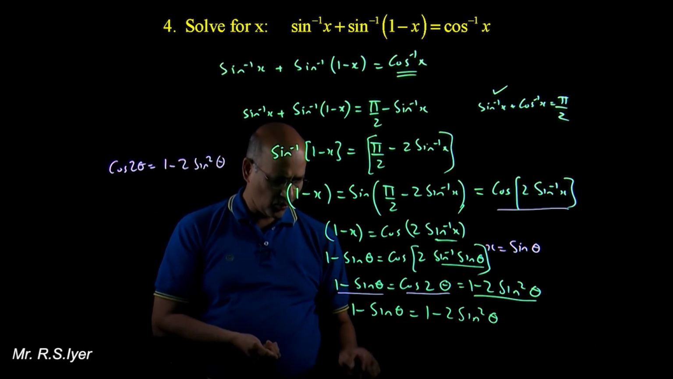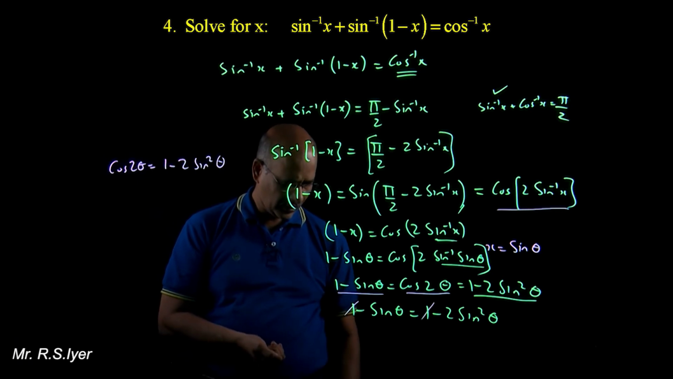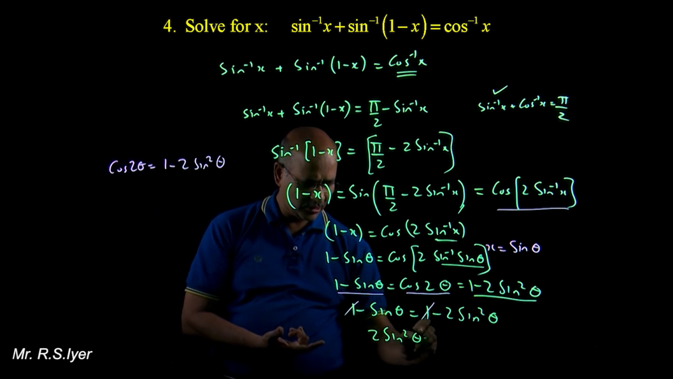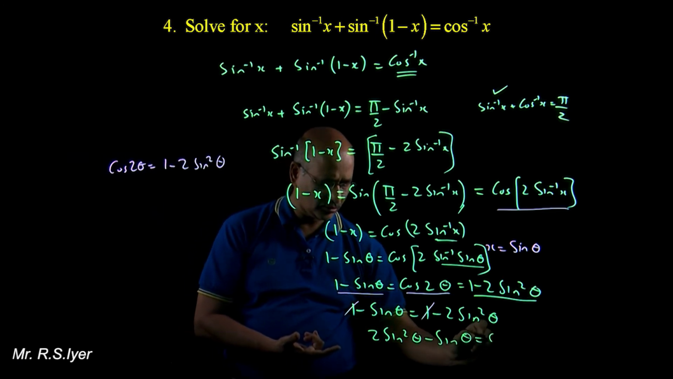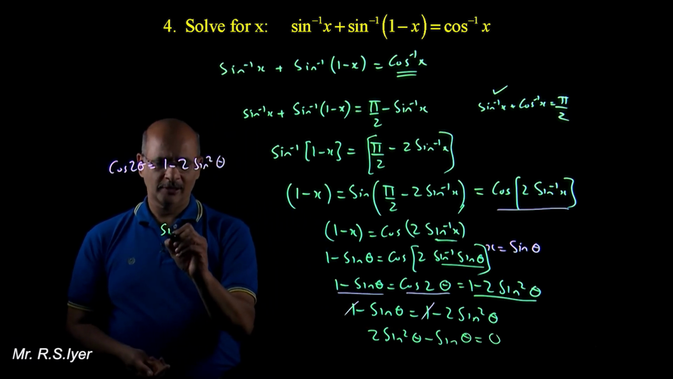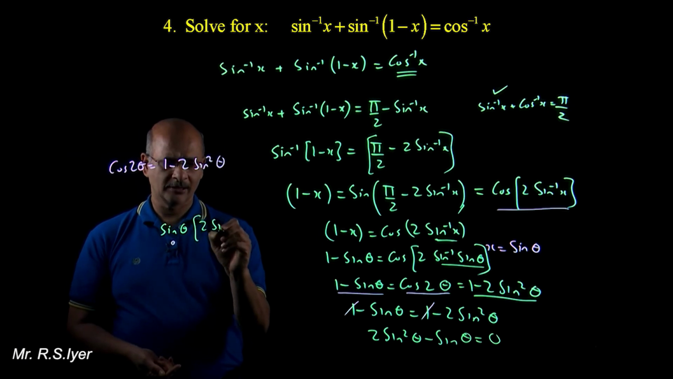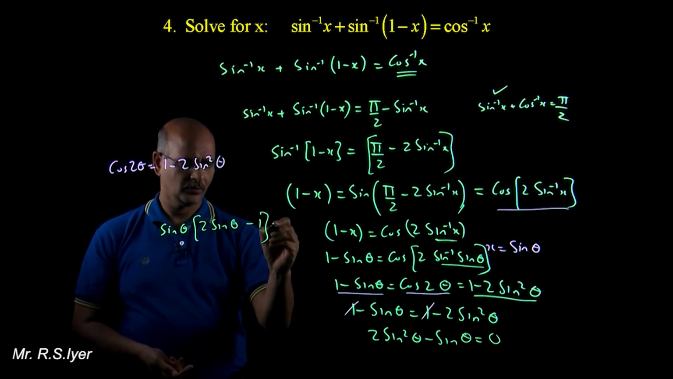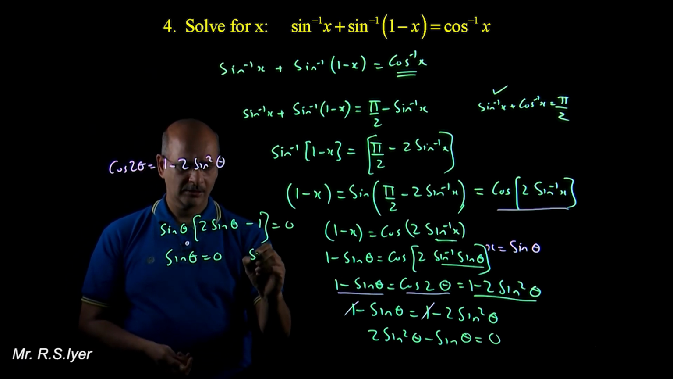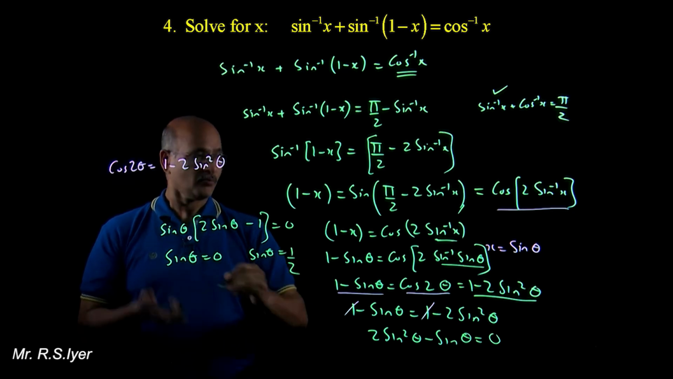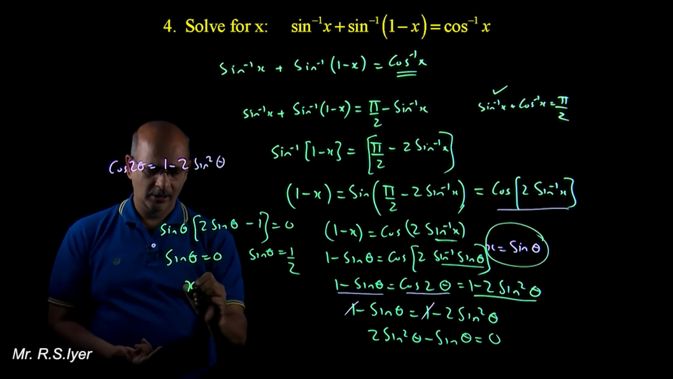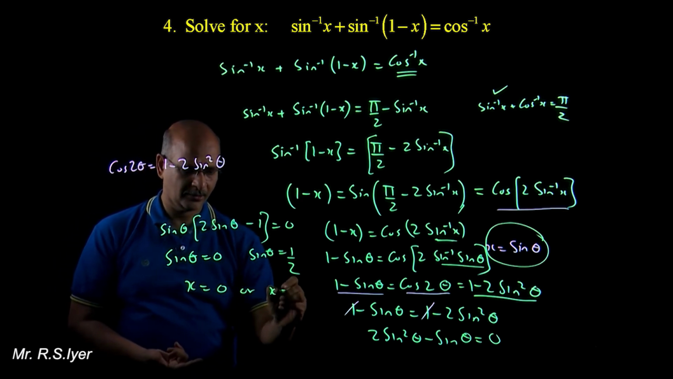So what is going to happen now? 1 will get eliminated. I just write it down here. So 2 sine square theta minus sine theta is equal to 0. Now can I take sine theta common? I bring it here. So if I take sine theta common, this will be 2 sine theta minus 1 equal to 0. So sine theta is 0 or sine theta is 1 by 2. But what is sine theta? Sine theta is x. So from here x is 0 or x is 1 by 2.